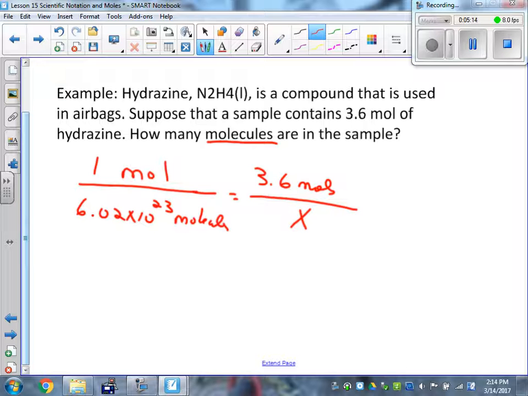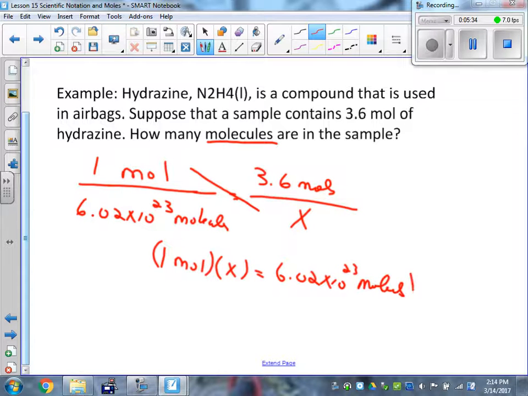Then I said, let's cross multiply and solve. 1 times x, and in fact, if you want to keep units the same, 1 mole times x equals 6.02 times 10 to the 23 molecules times 3.6 moles.